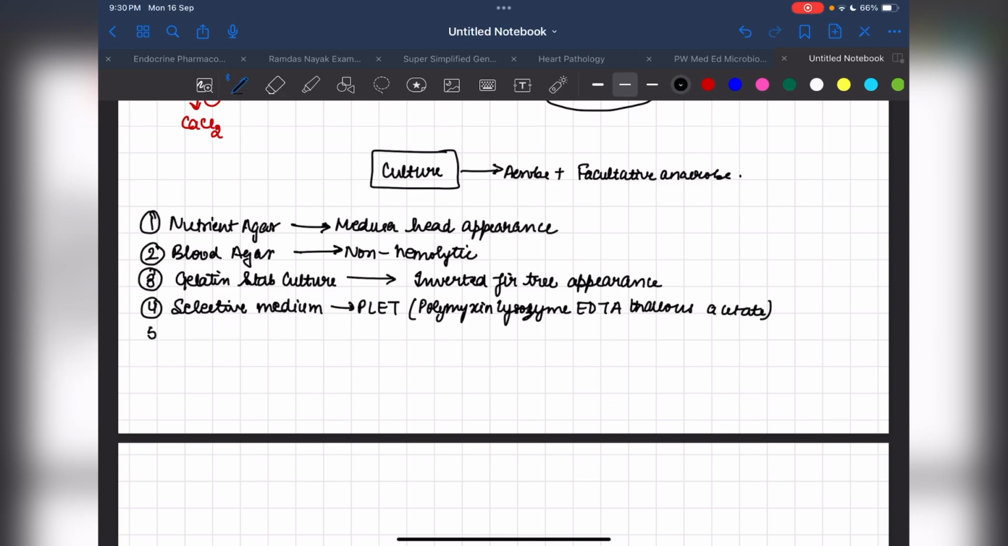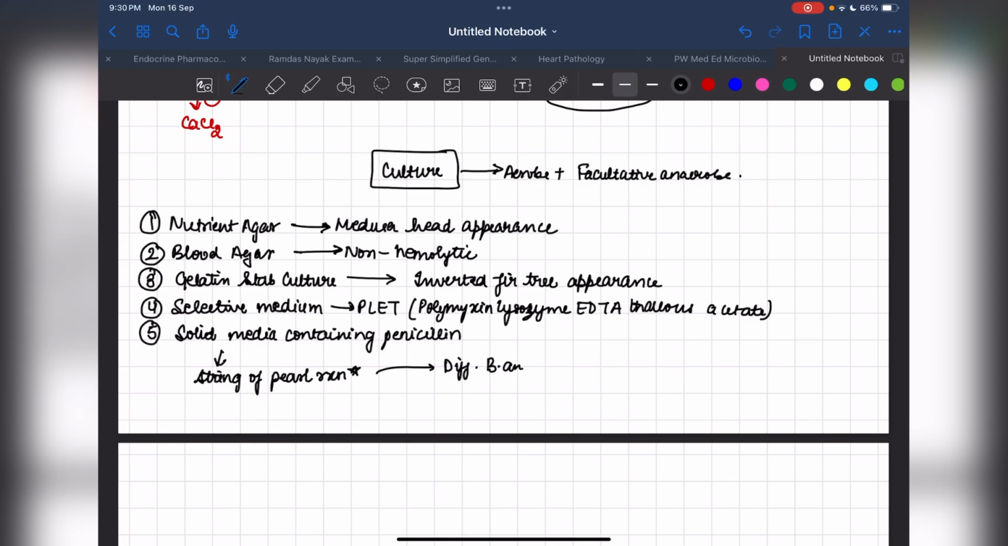And lastly, we come to solid media containing penicillin, in which we will find a string of pearl appearance, a string of pearl reaction. This is important in the fact that it will differentiate Bacillus anthracis from Bacillus cereus.